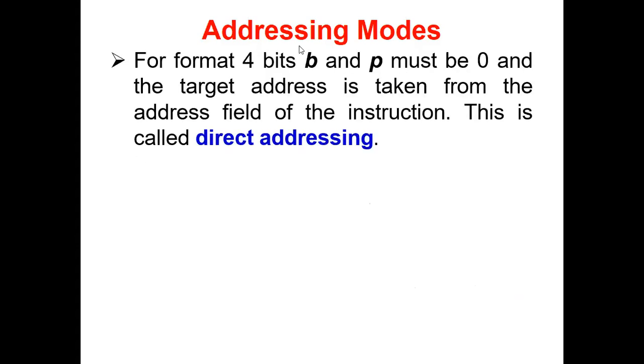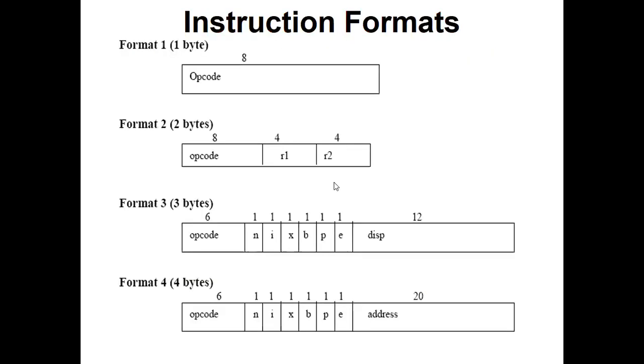Then we have these other special cases. We are saying that for format 4, bits B and P must be a 0. So that is another indication. They have to be a 0 because you are not going to do any calculating. The address is given. If you look at the addressing mode, for format 4, the address is given. These 20 bits, that is the address.